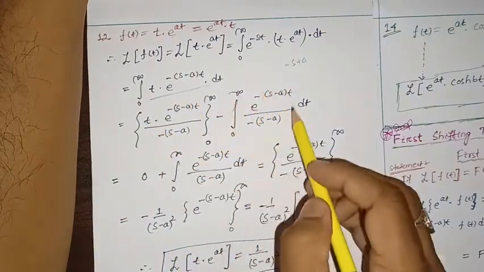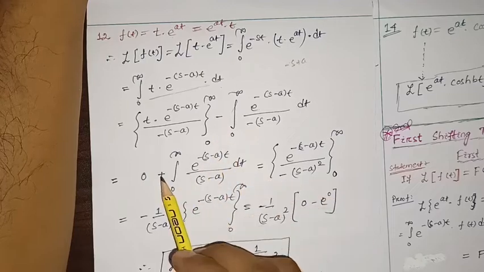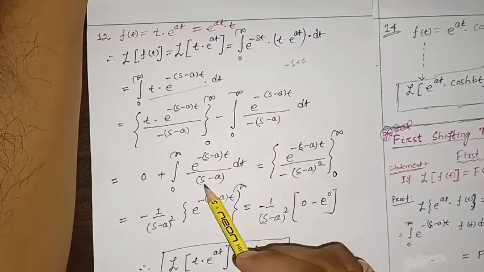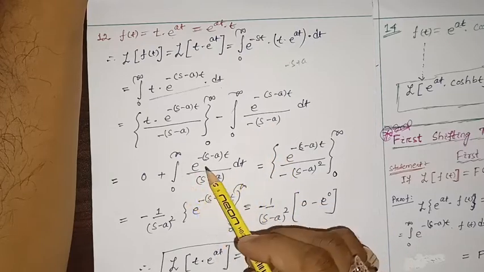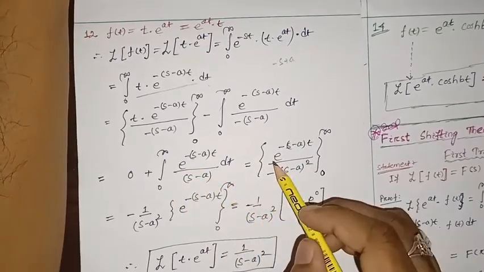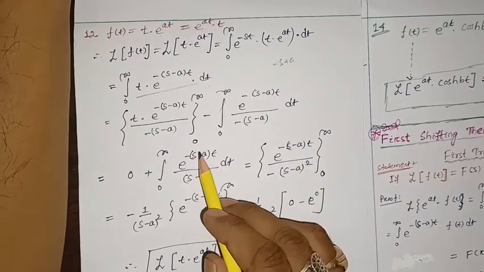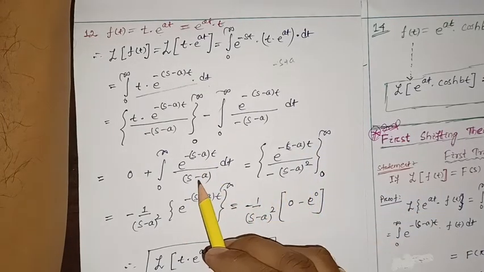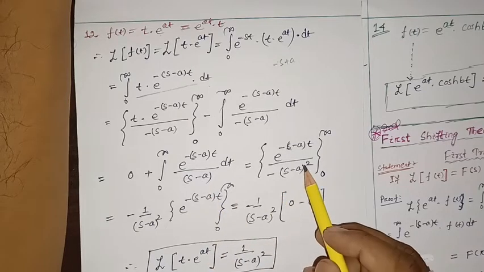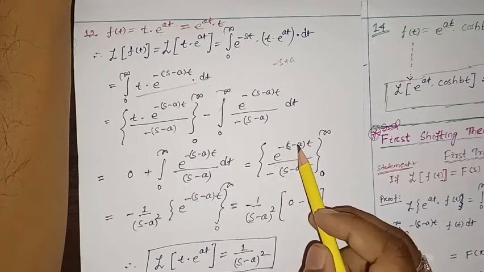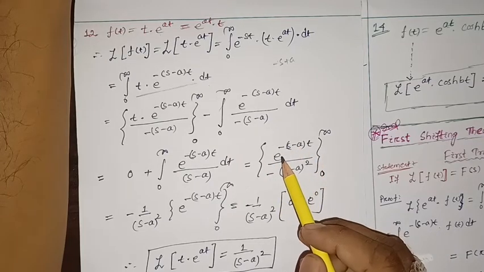Now we are going to consider this one, here minus minus plus, and e to the minus of s minus a into t by s minus a into dt. Integration means what will be? It will be e to the minus s minus a t, again divided by minus s minus a, minus s minus a already there, so minus s minus a whole square. Just put the limit. If I put the limit, the first term will be 0.